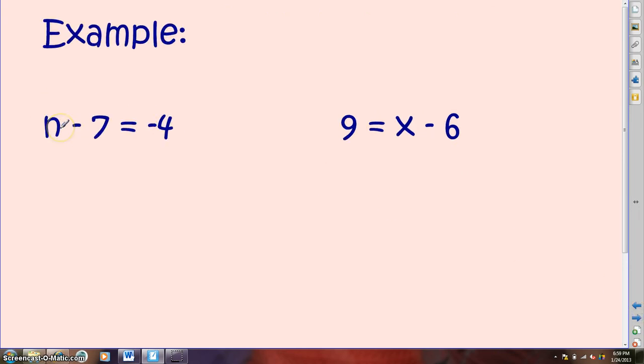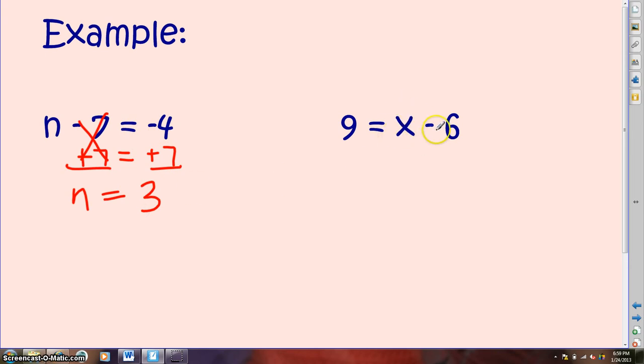All right, so I have an n minus 7 equals negative 4. So the opposite of subtracting 7 is to add 7. And if I add it to the left side of the equation, remember I have to keep my equation balanced, I have to add it to the right side as well. I need to show both of those. So under each one of my constants, I show my plus 7's, and those cancel out, and I have left n equaling positive 3.